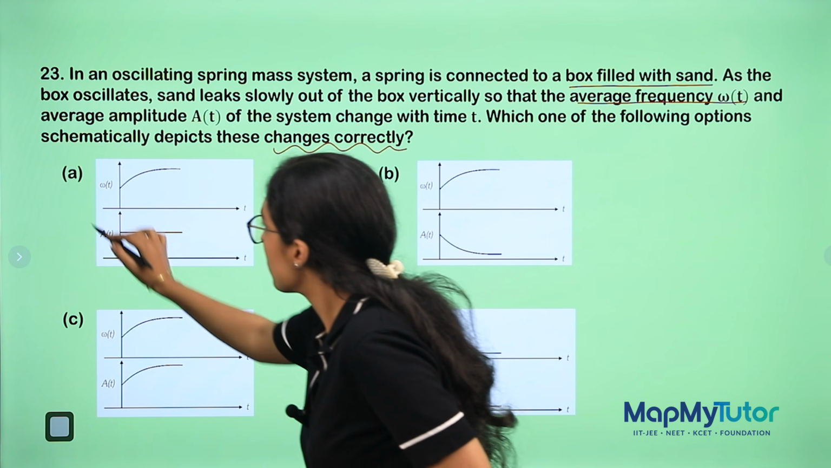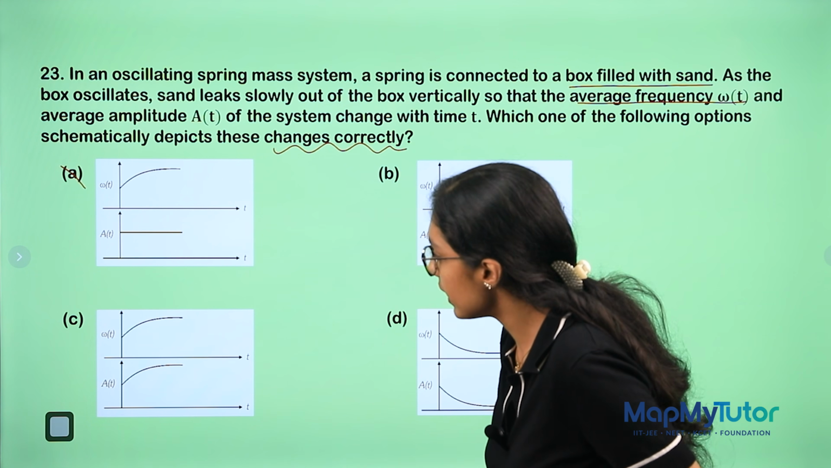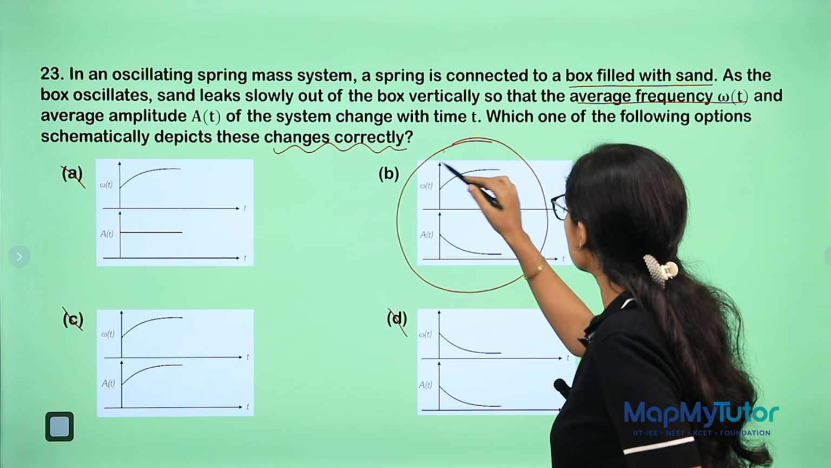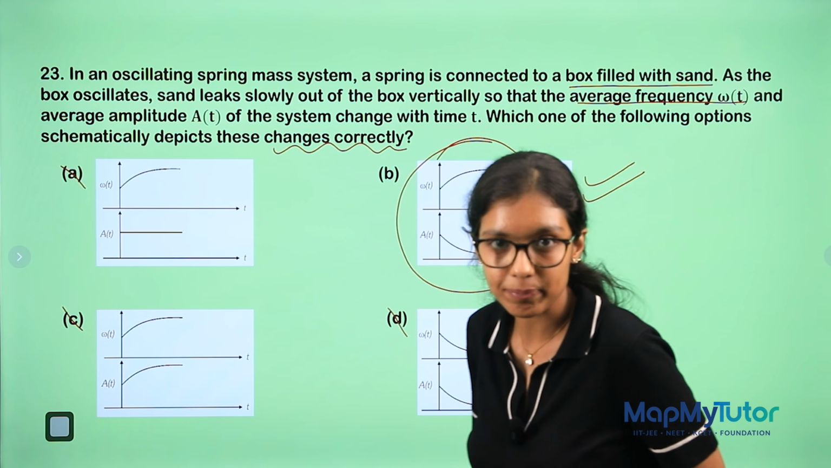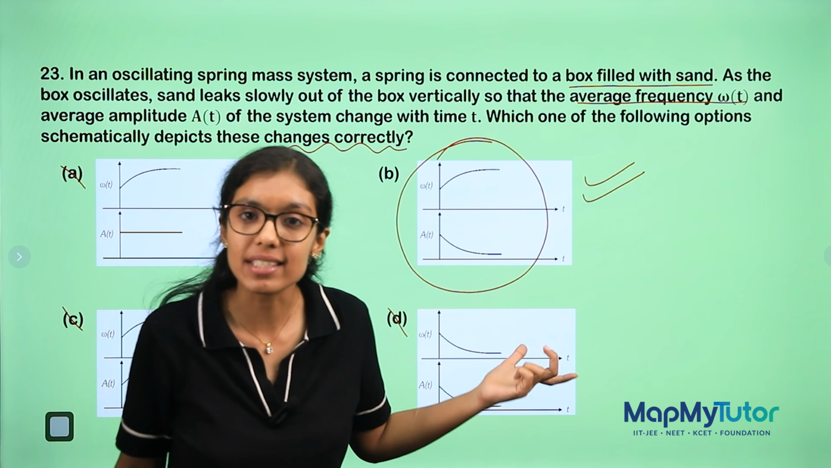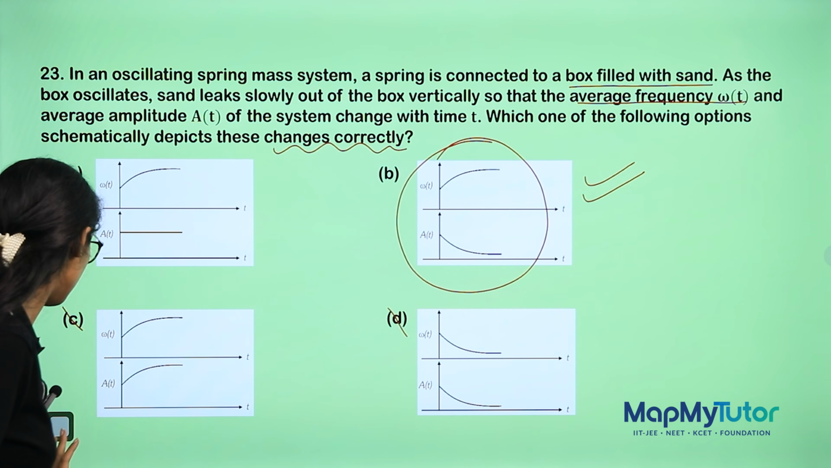Option A cannot be the option because your amplitude is straight. Option C also no. Option D also no. Option D is the right answer, which is mentioned in your NCERT. Yes, direct formula based question mentioned in your NCERT as well. So read your NCERT carefully.